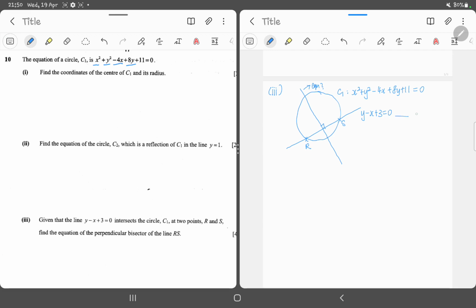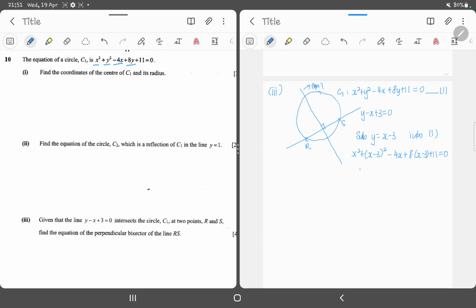So we are going to sub this equation. Let's call this circle equation as equation 1. So we're going to sub the equation of the line into the equation of the circle. Okay, so I can rewrite this as y equals to x minus 3. I'm just bringing the minus x and the 3 to the right hand side. So subbing it inside, we get x squared plus x minus 3 whole thing square minus 4x plus 8 bracket x minus 3 plus 11 equals to 0.